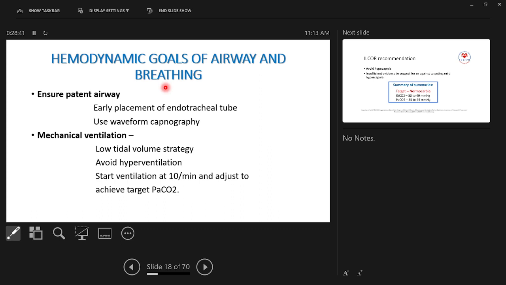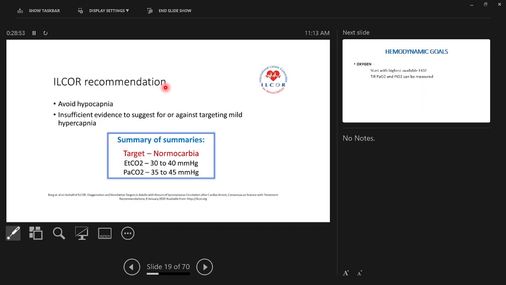Why should we avoid hyperventilation? I have already discussed that. And we have to start the ventilation at a rate of 10 per minute, and adjust to achieve a target PaCO2. So what is the target level of PaCO2 in this case? As per the ILCOR recommendation, they suggest avoiding hypocapnia, because hypocapnia will cause cerebral vasoconstriction and decrease the cerebral perfusion. So it will worsen the outcome.